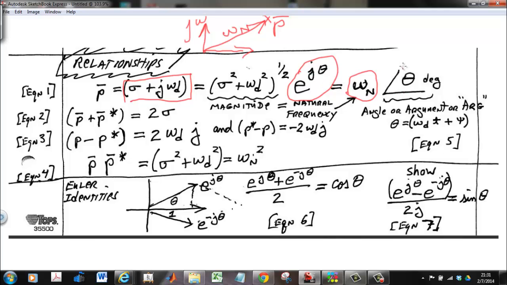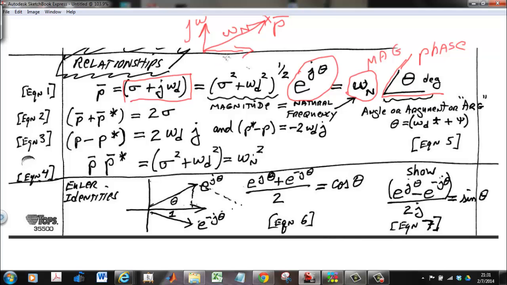Or sometimes this symbol is used for the angle sign. So here's the magnitude, omega n, and the phase angle is shown in the angle condition, or it's shown as e to the j theta. The notation is the same.